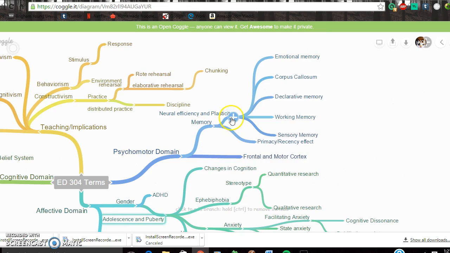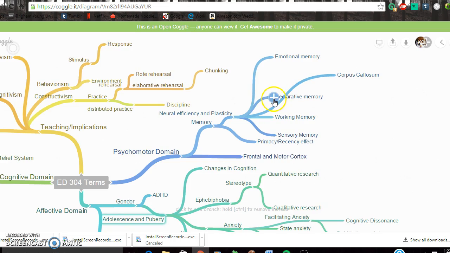So one really important function that we covered in the beginning of the class that will specifically relate to how we teach is memory. And this is based a lot on our neural efficiency and the plasticity of, especially, our students and stuff like that. So we've got different types of memory.